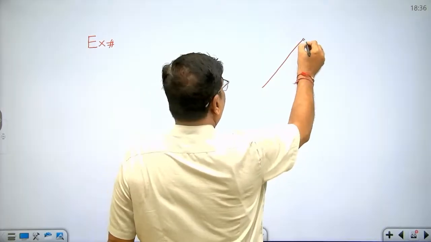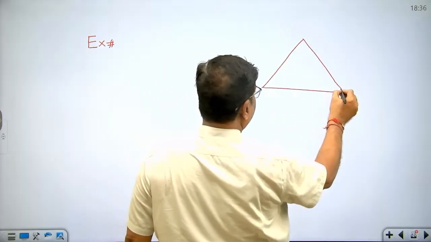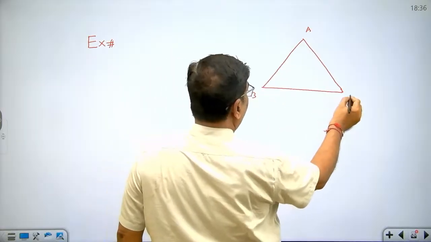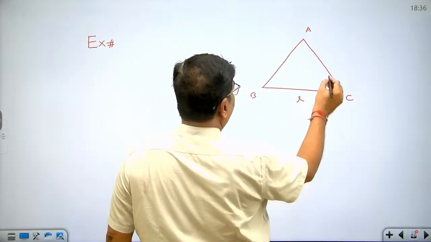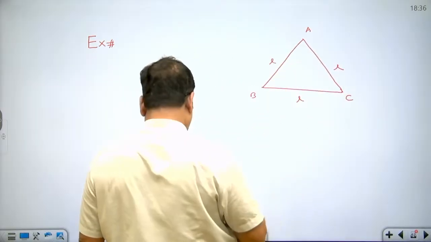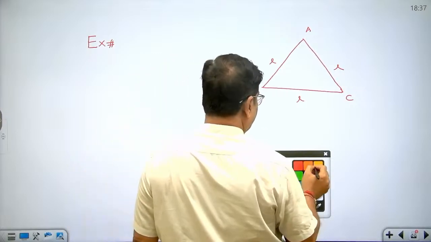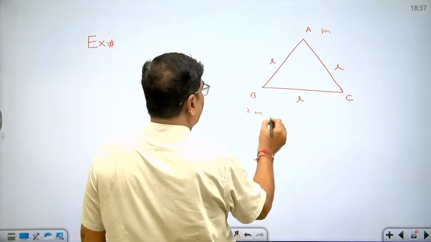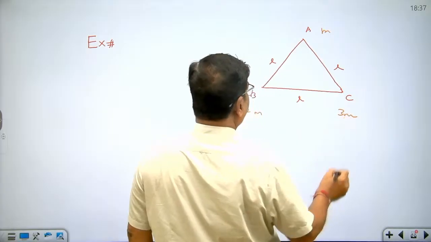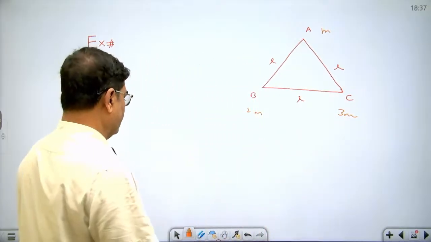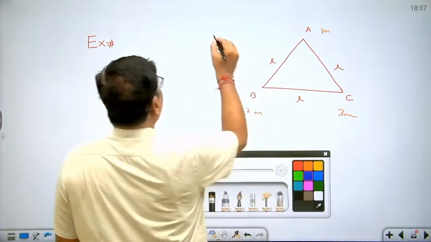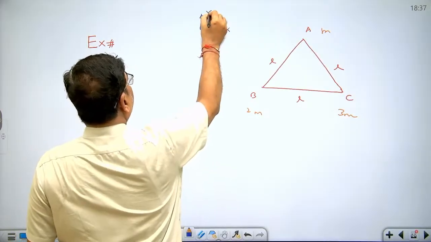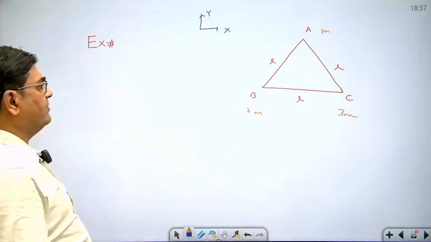Figure shows an equilateral triangle ABC of side length L. Let us assume point masses M, 2M and 3M are kept at corners A, B, C in the XY plane. This is also very important, that in which plane the system is lying.